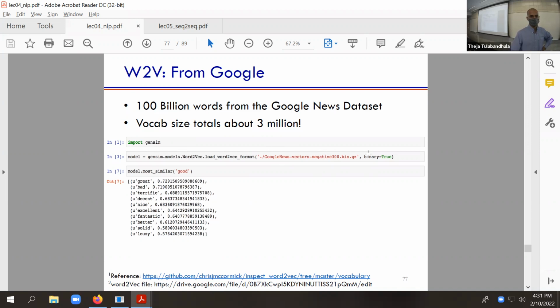So you can see, for example, you get the model, which is a Word2Vec model, and then you say, hey, what are the most similar words to good? Good has its own 300-dimensional representation. This function is just saying, what are the nearest neighbors to the vector corresponding to good? And you can see the words are great, and there's also an antonym here: bad, terrific, decent, nice, excellent. So you can get a sense of whether they're well embedded or not.